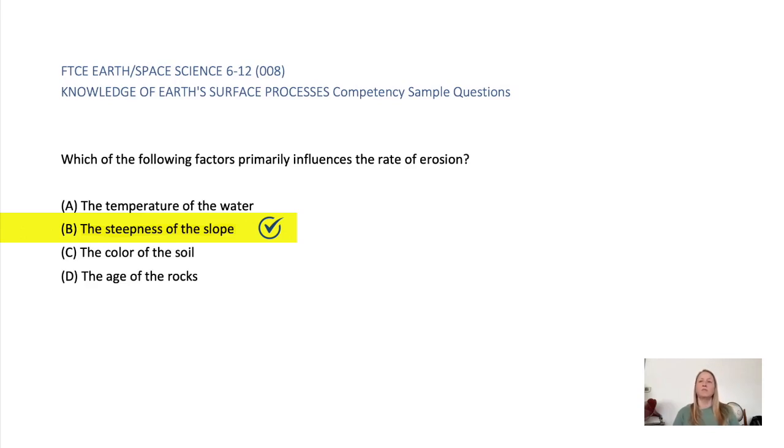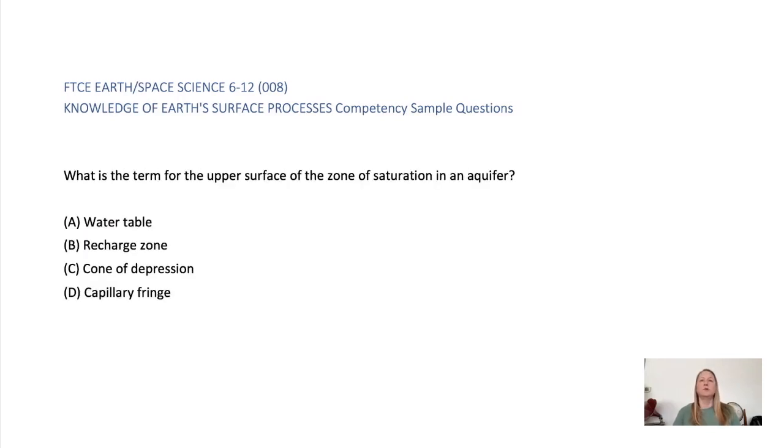impact on erosion rates. What is the term for the upper surface of the zone of saturation in an aquifer? A. Water table. B. Recharge zone. C. Cone of depression. Or D. Capillary fringe. Let's look at this through the process of elimination.